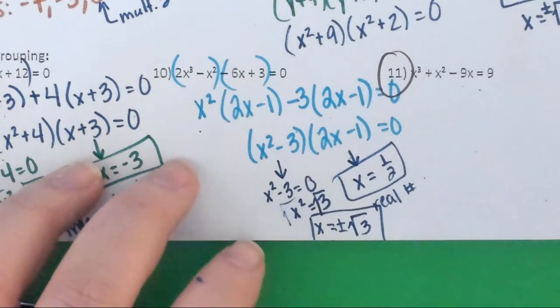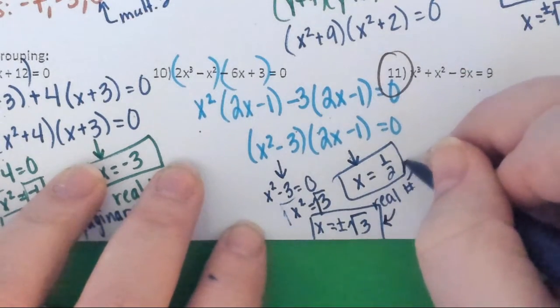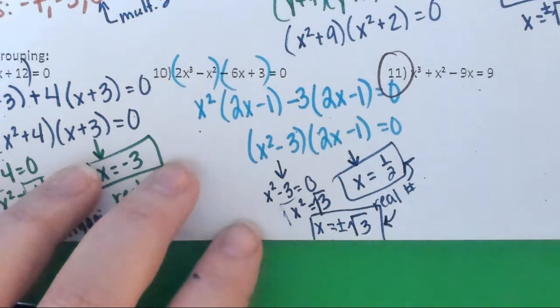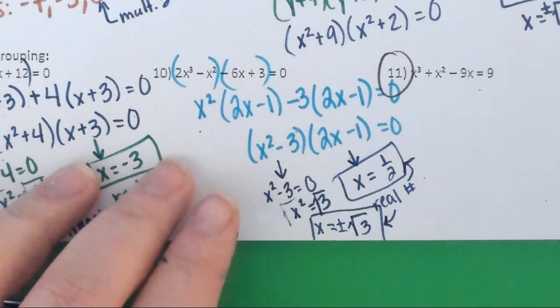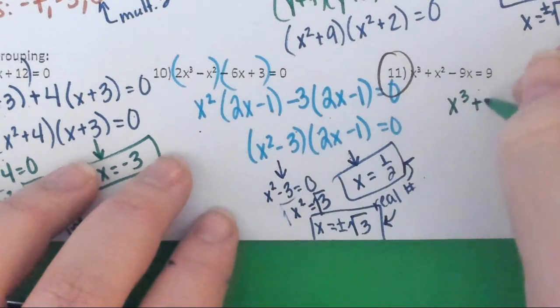Okay, so those are still real number answers, though. They're not imaginary. We're only imaginary if we've added in the i. Why is 11 slightly harder, but not really? I'm going to have to move over that 9.